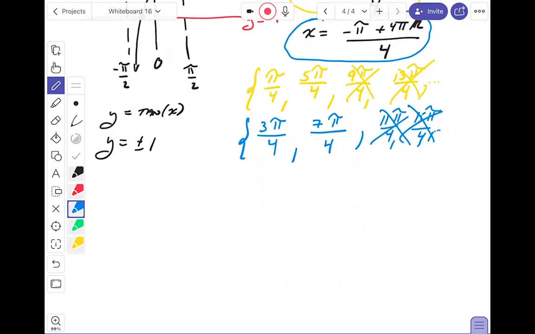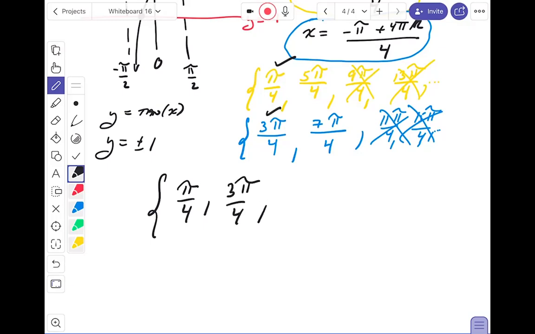I'm going to write them down for you. And I'm going to write them down in order. So it's going to be pi over 4, 3 pi over 4, 5 pi over 4, and 7 pi over 4.